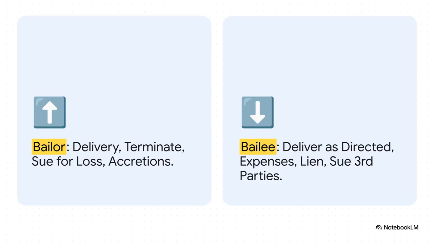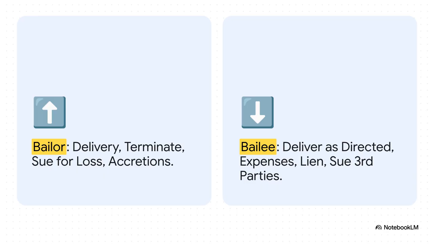For the rights of the bailor, 1. Right to delivery of goods. 2. Right to terminate bailment. 3. Right to sue for loss. 4. Right to accretions. And for the rights of the bailee, 1. Right to deliver as directed. 2. Right to necessary expenses. 3. Right of lien. 4. Right to sue third parties. 5. Right to deliver to any joint bailor. Displaying this balance side by side on your script demonstrates superior comprehension.